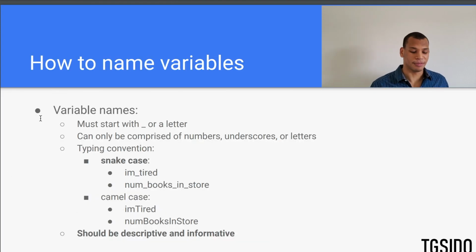Okay, so now for variable naming. How to name variables. Remember that variable names must start with underscore or a letter and can only be comprised of numbers, underscores, or letters. And the typing convention, there are several.